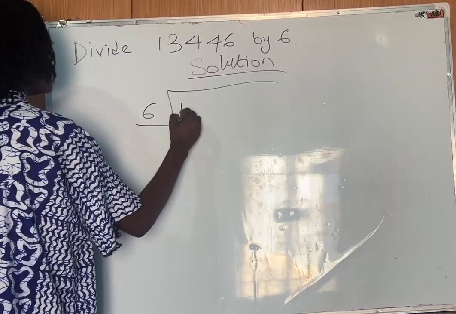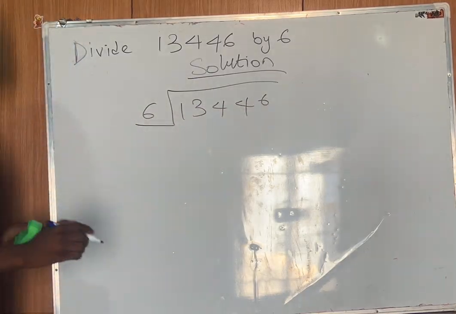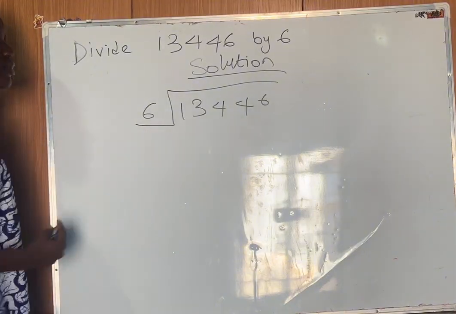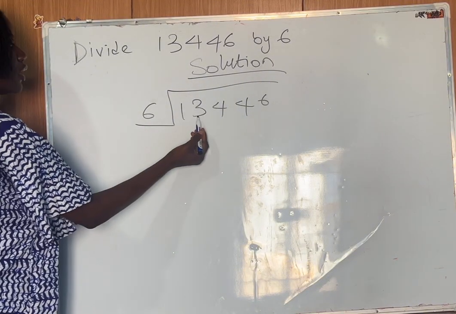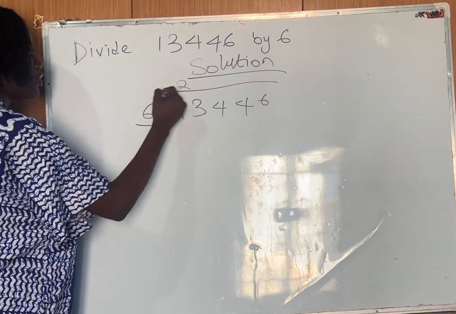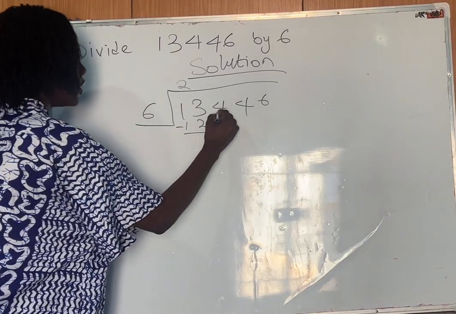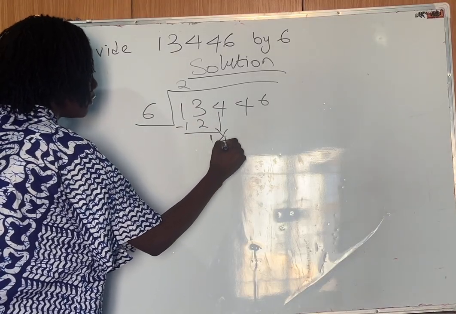First of all, solution. This is 6. And this is long division. Let's start with the first one. Can 6 go into 1? No. Can 6 go into 13? Yes, which is 2. 2 times 6 is 12. Minus, this will give you 1, right? You bring down this one, making it 14.